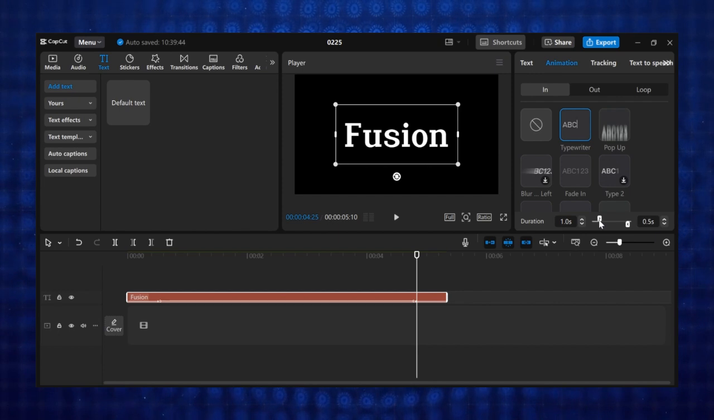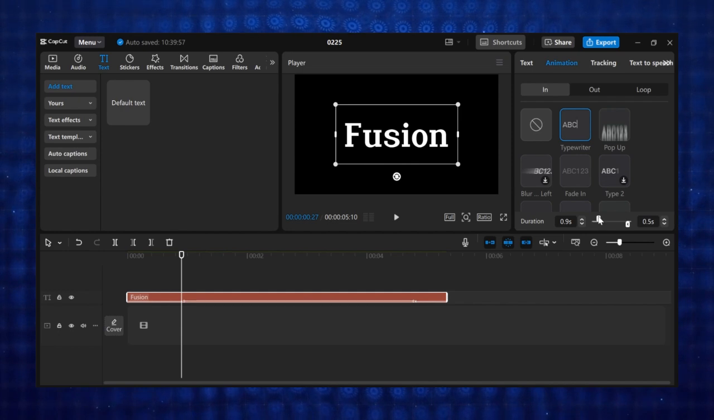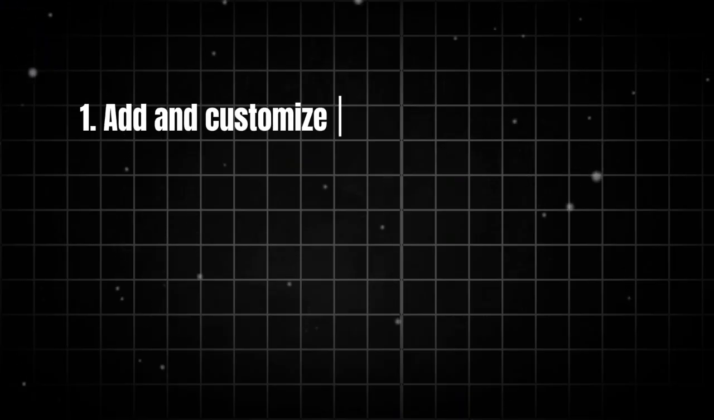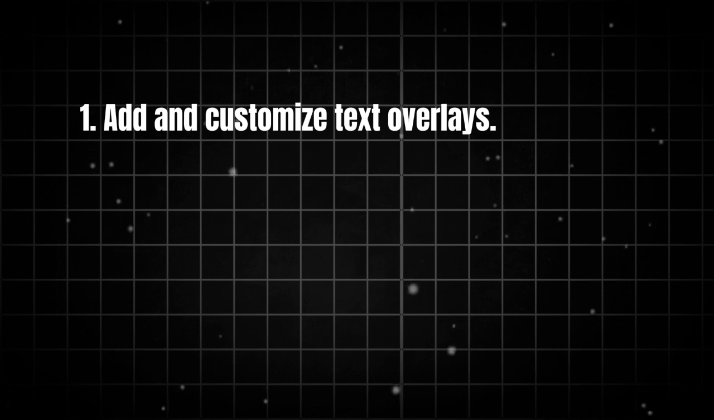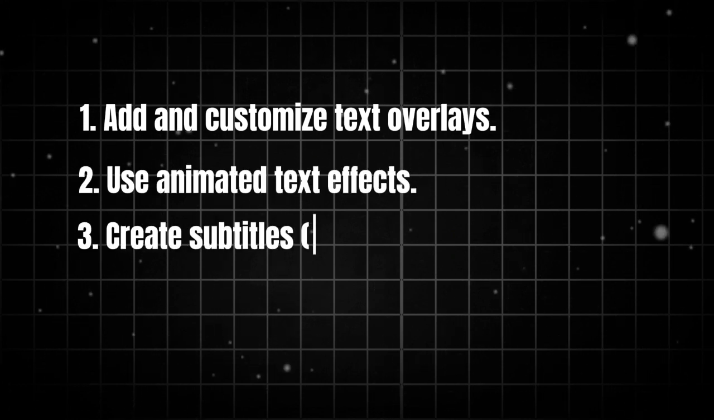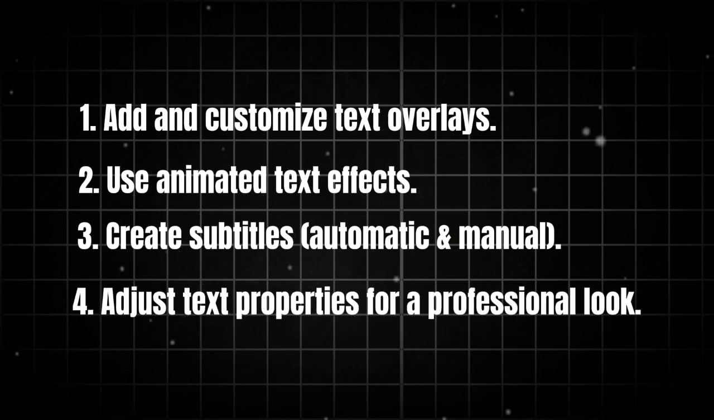Adding text, captions, and subtitles in CapCut PC can enhance engagement, provide context, and make videos more professional. In this tutorial, you'll learn how to: 1. Add and customize text overlays. 2. Use animated text effects. 3. Create subtitles, automatic and manual. 4. Adjust text properties for a professional look.